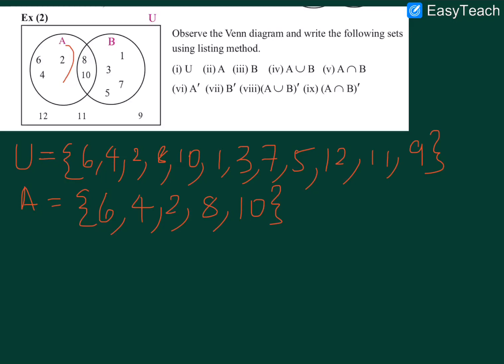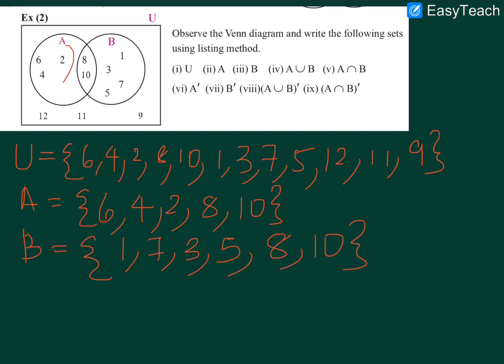Now we have to find B. B will be equal to the set of all elements inside circle B. B will be 1, 7, 3, 5, 8, 10. You can see in this image 8 and 10 are both inside A and also inside B, so they will be in both A and B.